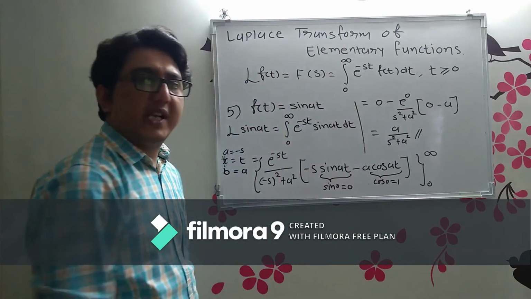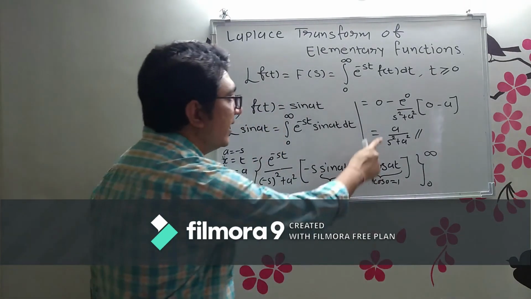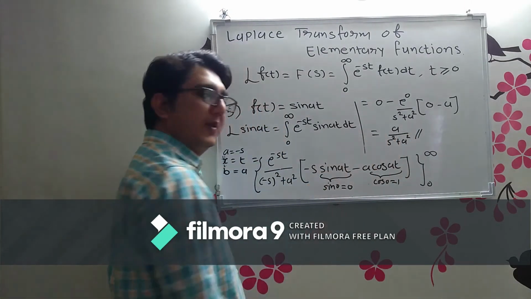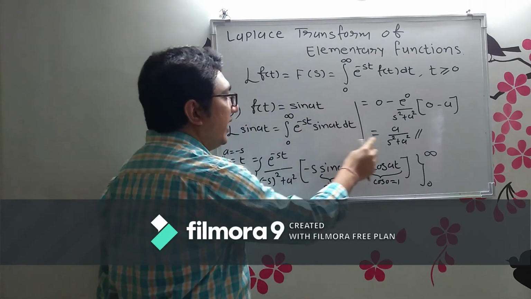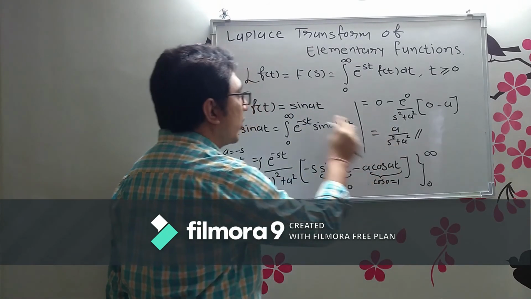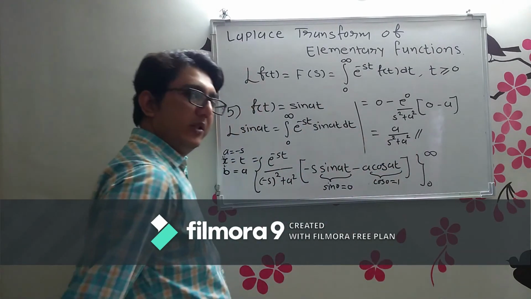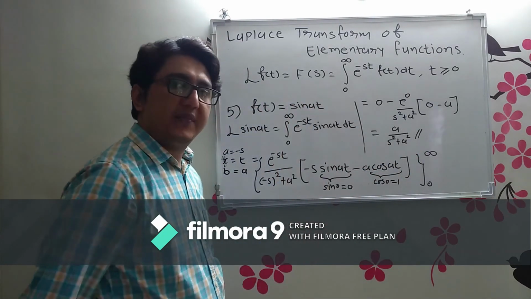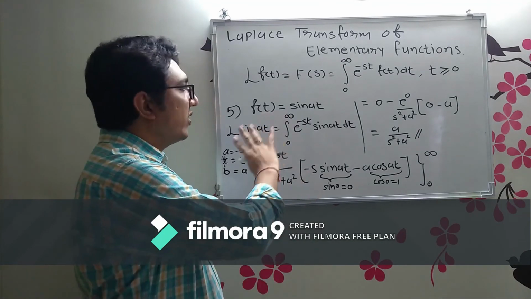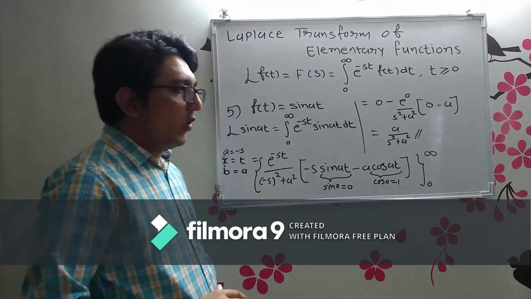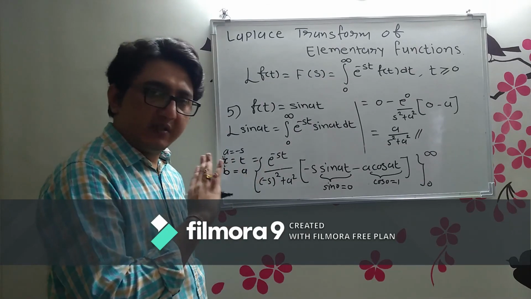So what is the Laplace of sine at? Laplace of sine at is a upon s square plus a square. Laplace of sine 2t, 2 upon s square plus 4. Laplace of sine 5t, 5 upon s square plus 25. So you have once again a new formula. Is it okay? Right. So I think the concept of how to derive the formulas of sine at and cos at is quite clear to you.